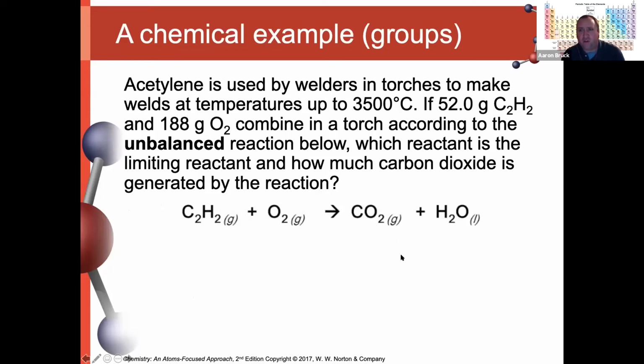And I'm going to let you do one now. So we've got acetylene. Acetylene is used by welders in torches to make welds at temperatures up to 3,500 degrees Celsius. If 52 grams of acetylene and 188 grams of oxygen combine, according to this unbalanced reaction, which is the limiting reactant? How much carbon dioxide do we get?